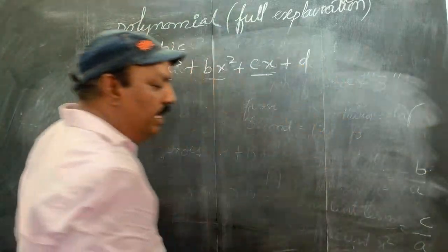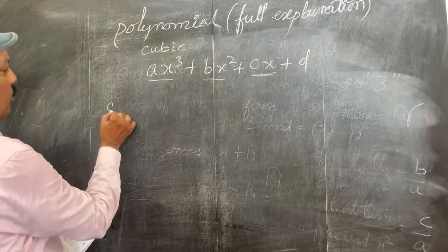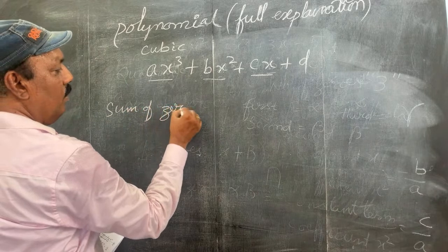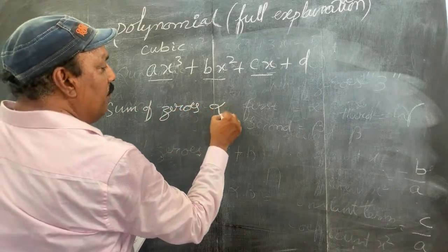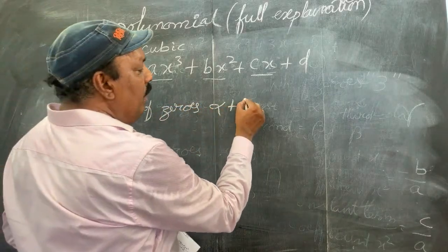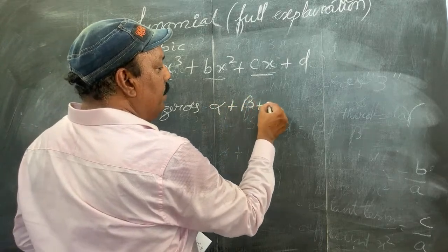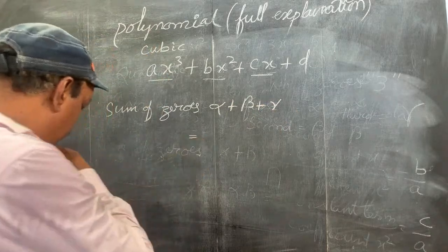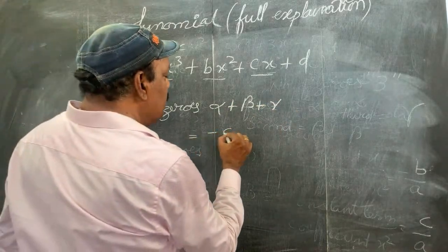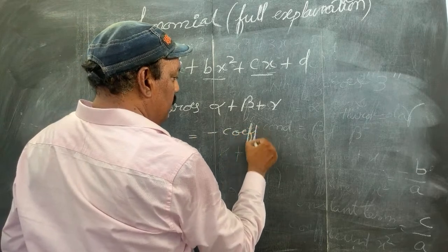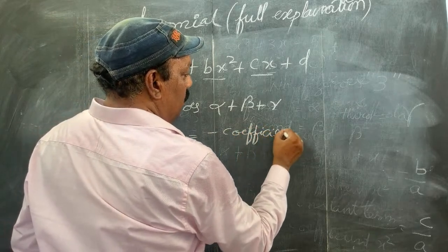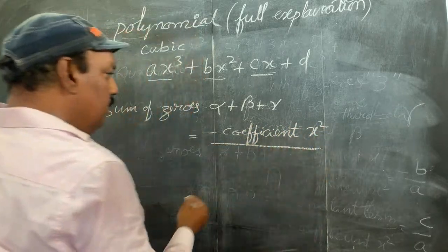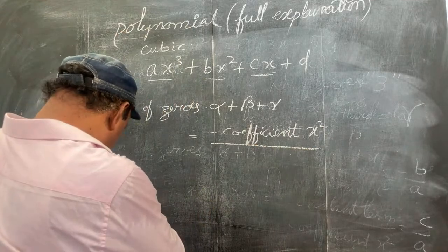Now, what are the formulae we have for this one? I will tell you quickly. First, the sum of the zeros. Sum of the zeros is equal to alpha plus beta plus gamma. Sum means always we go for addition. This is the formula for the sum of the zeros, and it equals minus coefficient of x square by coefficient of x cube.